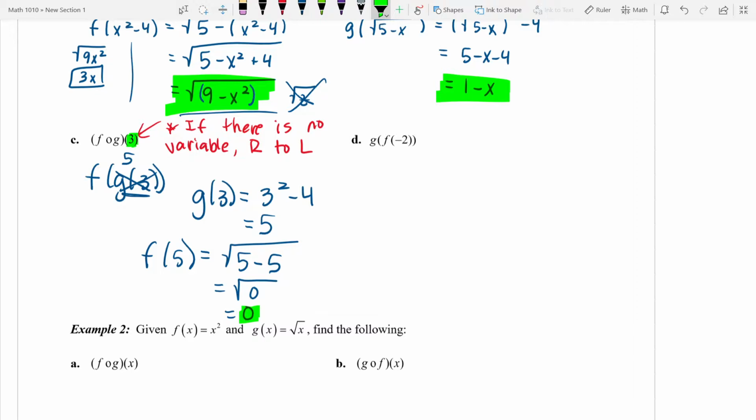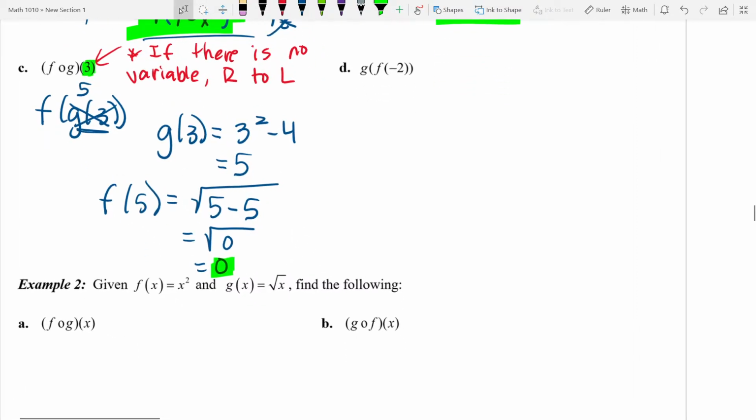Okay? Okay, let's do question D. First thing I'm going to do, since I've just got a number, I'm going to go from right to left. So I'm going to find f of negative 2. I'm going to go into the f of x and put in a negative 2. So it's the square root of 5 minus a negative 2. Guys, what's minus a negative 2? Plus 2. So I have the square root of 7. So this is the square root of 7.